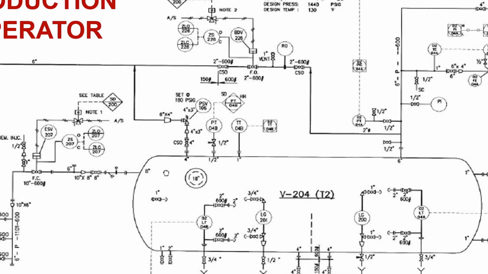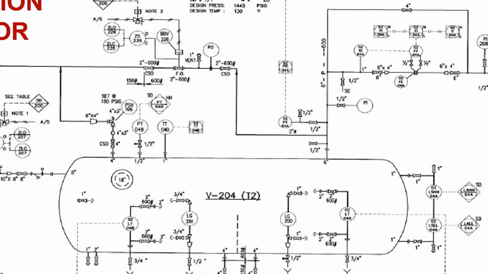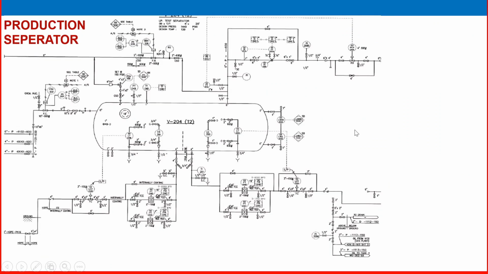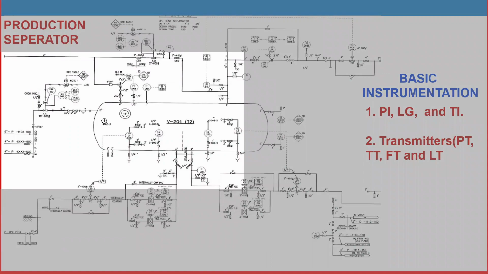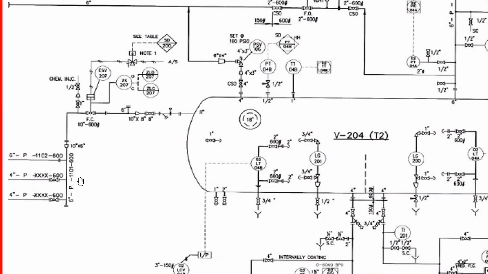In this video, the first section is about basic instrumentation information. What is the basic instrumentation information? Field instruments: which field instruments are used in each line? Look at this one. This is a 6-inch pipeline, and it is entering the separator.